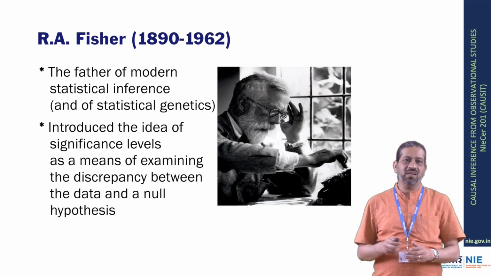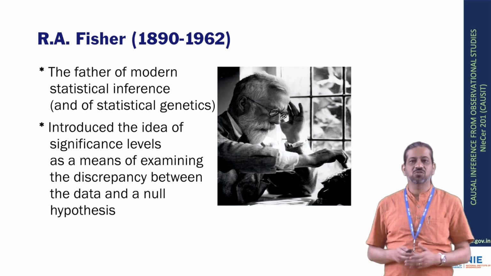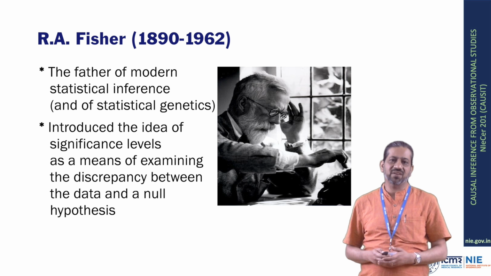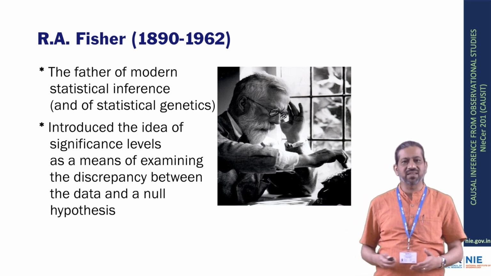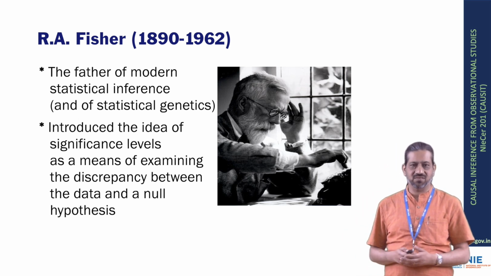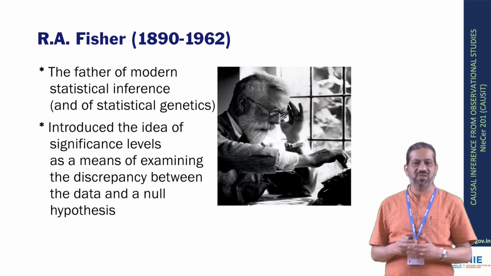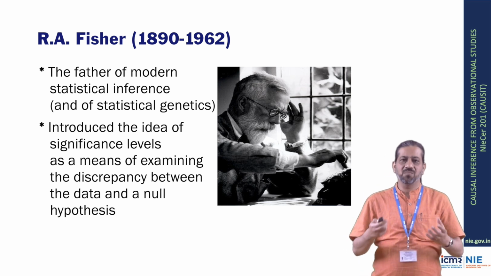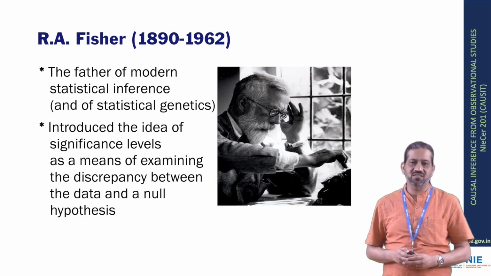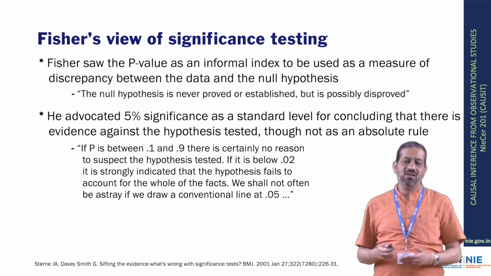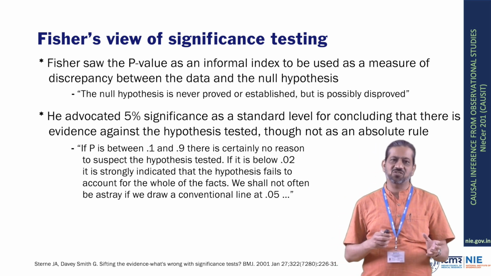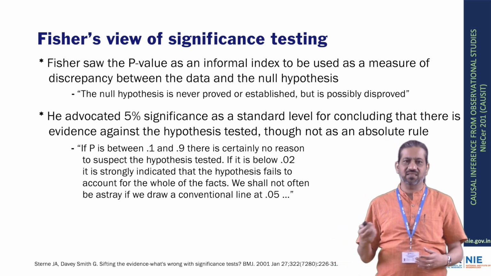His contemporary was R.A. Fisher, who's also known as the father of modern statistical inference, and he's the one credited with introducing the idea of significance levels as a means to look at the discrepancy between the data and the null hypothesis. Essentially, how to use p-values to generate evidence against or for the null hypothesis. According to Fisher, he saw p-values as an informal index to be used as a measure of discrepancy between the data and the null hypothesis.